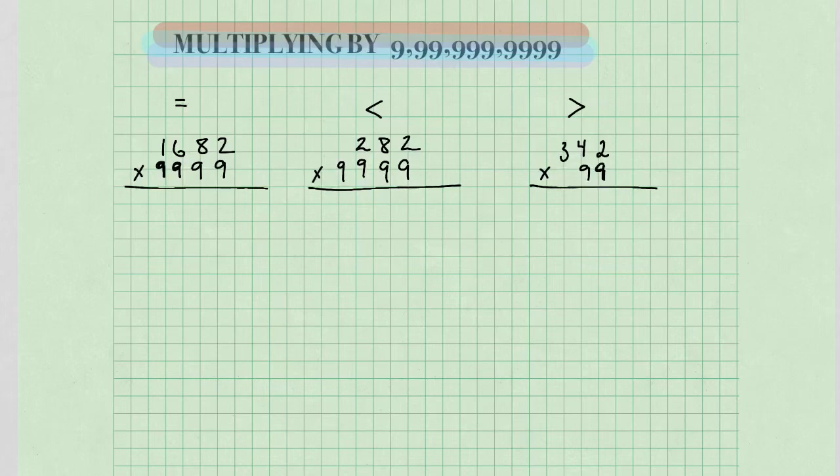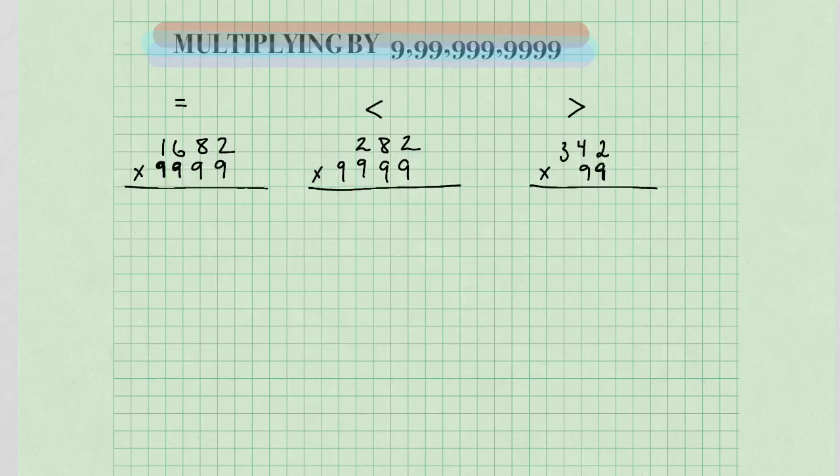Good day. I want to show you guys how to multiply by a string of nines. So 999, 999, etc. We have basically three types of scenarios here. One, when the multiplicand is equal to the multiplier. In this case, the multiplier is the string of nines and the multiplicand is this number above. When they're equal, so here we have four digits here and four digits of nines.